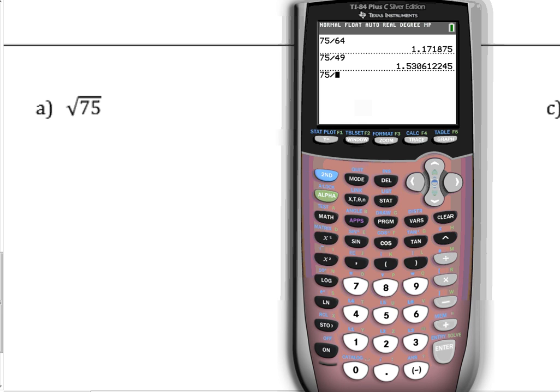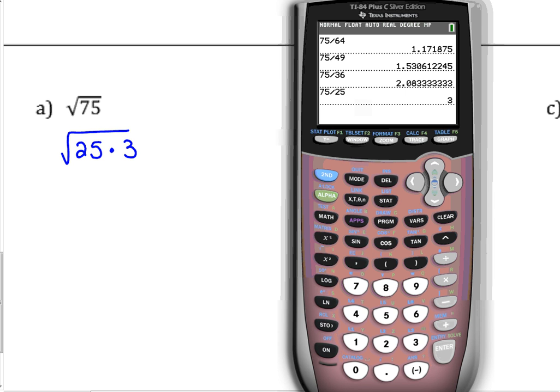What was the next one? I'm so sorry. Going backwards. 64, 49, 36, thank you. Pregnancy brain or something. Okay, so 25 times 3, right? 25 is the largest perfect square.